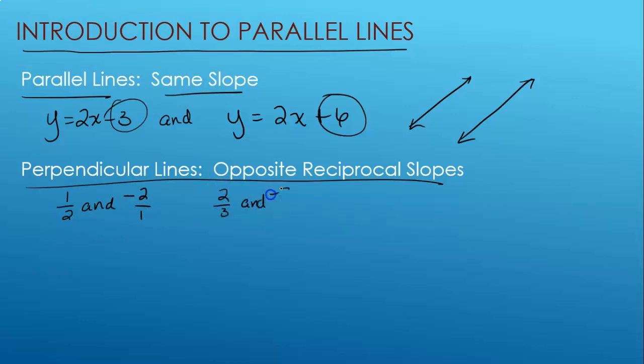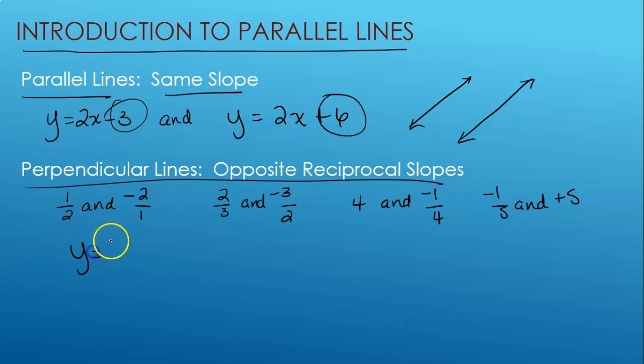2/3 and -3/2 are opposite reciprocal slopes. 4, remember 4 is the same thing as 4/1, and -1/4 are opposite reciprocal slopes. -1/5 and +5, because 5 is the same thing as 5/1, are opposite reciprocal slopes.